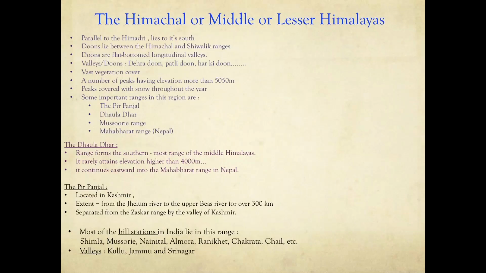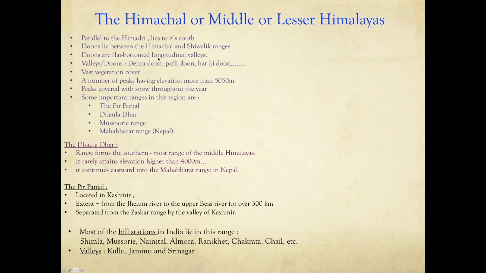Then the second part of the Himalayan range is the Himachal, or middle or lesser Himalayas. It is parallel to the Himadri and it lies to its south. Himachal range lies to the south of Himadri. Duns lie between the Himachal and Shivalik ranges.